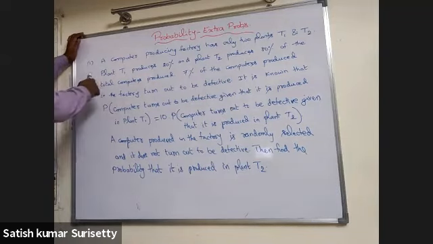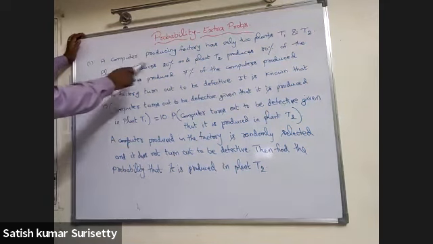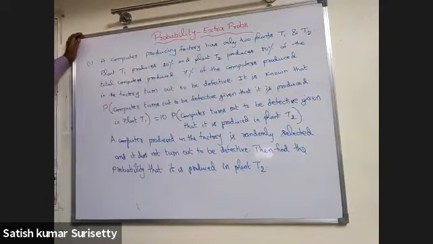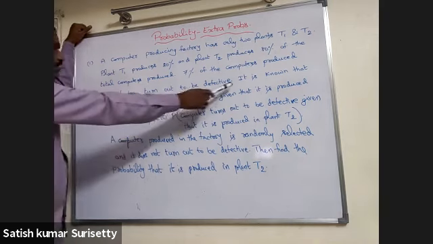So the first problem in probability: a computer producing factory has only two plants, T1 and T2. Plant T1 produces 20% and plant T2 produces 80% of the total computers produced. 7% of the computers produced in the factory turn out to be defective.